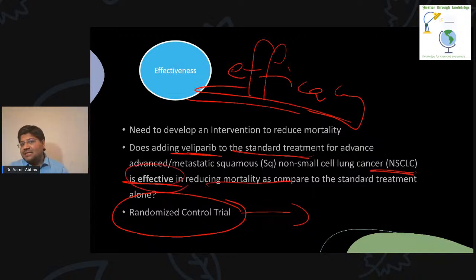And as I emphasize, you can use the word effectiveness, that has a different meaning. You can use the word efficacy, that is a different meaning. I'm not going to go into the details of that. Maybe in the subsequent sessions I will go into that. Then the study design option which you have is randomized control trial.